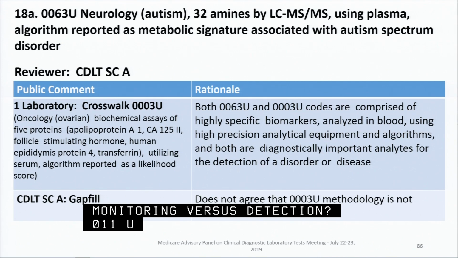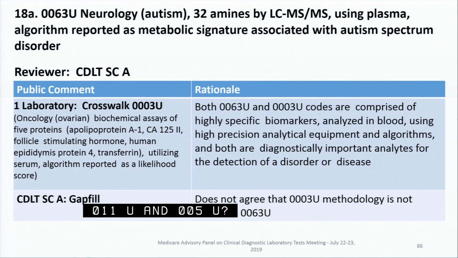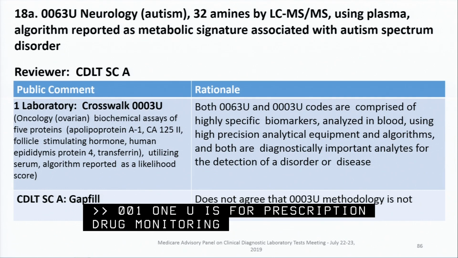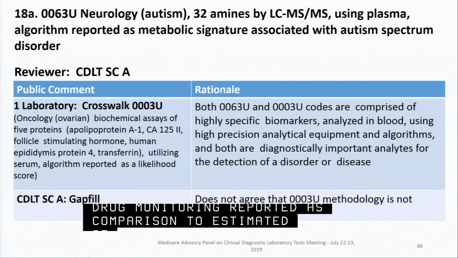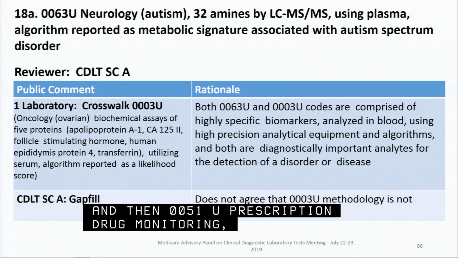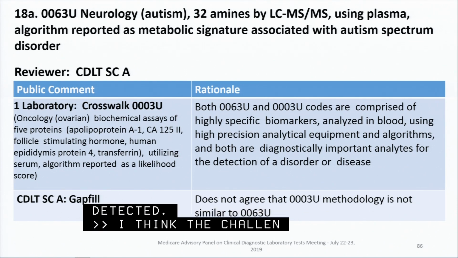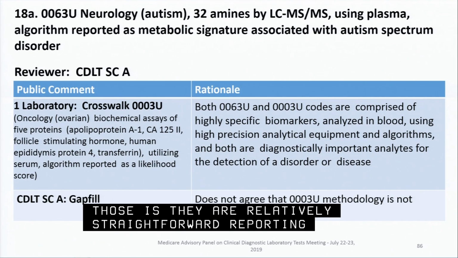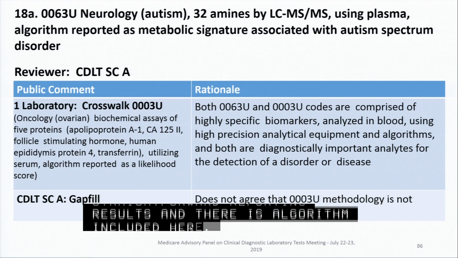Which ones were they again, Michelle? 0011U is prescription drug monitoring by LC mass spec, oral fluid, reported as comparison to estimated steady state range, and then 0051U, prescription drug monitoring, urine 31 drug panel, reported as quantitative results, detected or not detected. So I think the challenge with those is they're relatively straightforward reporting results, a quant or a qual, and there's an algorithm included here. As opposed to the signature? Yes. Gotcha. Thanks.